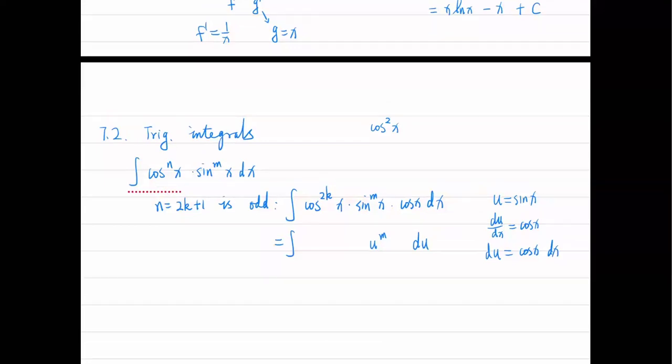Cosine square x. Does this ring a bell? Oh yeah, cosine square x is 1 minus sine square x. Okay, now in our case, u is sine x. So I can continue from there.